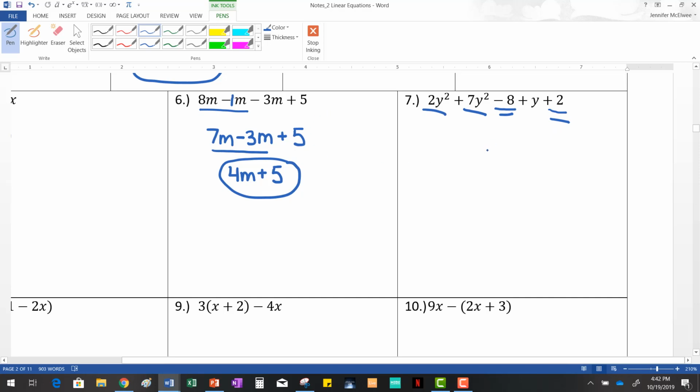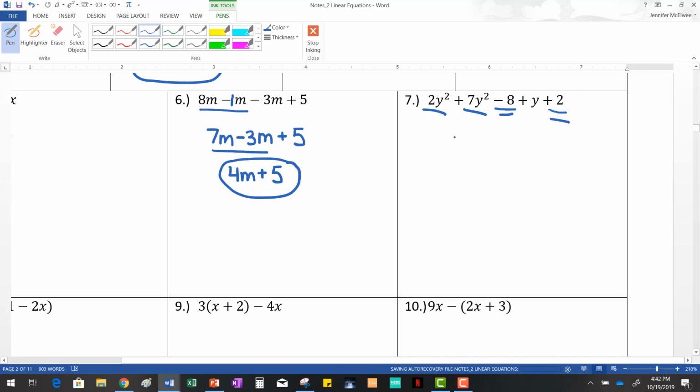Okay. So I'm not sure if you've recognized this, but every single problem that we've worked on, we've written our final answer with the variable term first and the constant second. That's called writing our answer in standard form. This is going to be an expectation for you throughout the year as well as in high school. So it's good to get into that habit now.